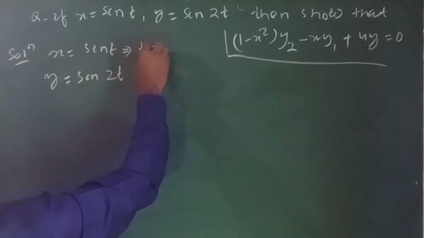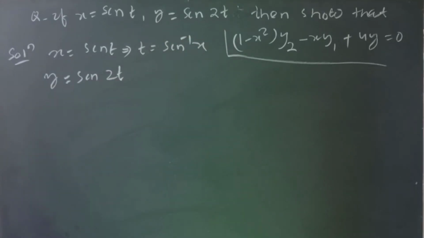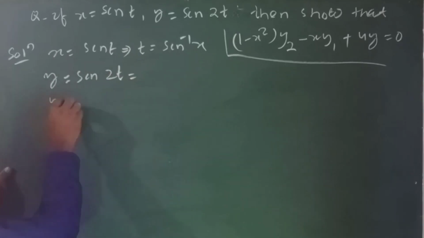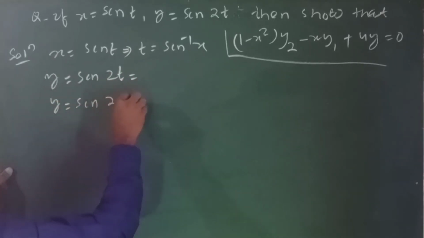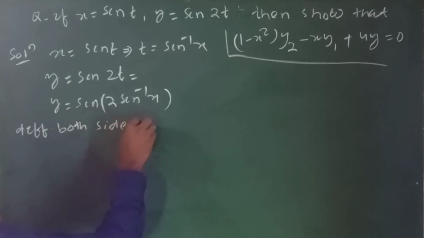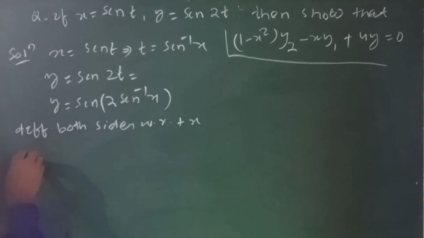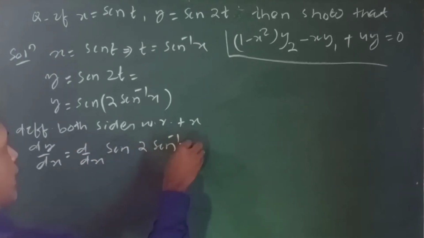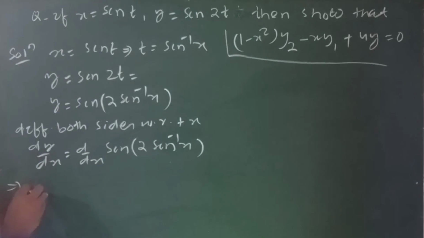Now here t is equal to sin inverse x. If x is equal to sin t, then t is equal to sin inverse x. Put here y is equal to sin 2t, which is sin of 2 sin inverse x. So this becomes an implicit function. In order to find this, we have to differentiate twice. So differentiating both sides with respect to x, we get the derivative of y with respect to x is equal to the derivative of sin of 2 sin inverse x.